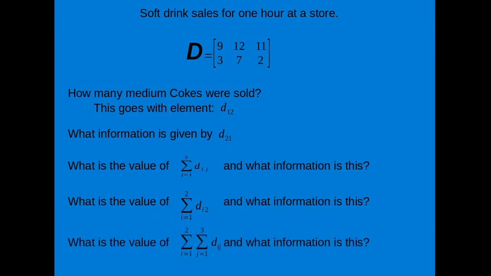And the last one, what is the value of this, and what information does it tell us? Well, here we have 2 sigma notations, with i going from 1 to 2, and j going from 1 to 3, and d sub ij. If you study this for a moment, you'll see that this will cover all 6 elements of this matrix D, as j spins inside of i. And so this would give us the total drink sales for the store in that hour, which would be 44, from 9 plus 12 plus 11 plus 3 plus 7 plus 2. So the total drink sales for that hour at the store.